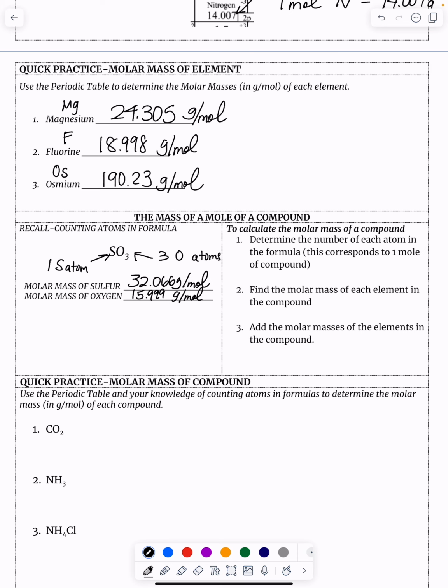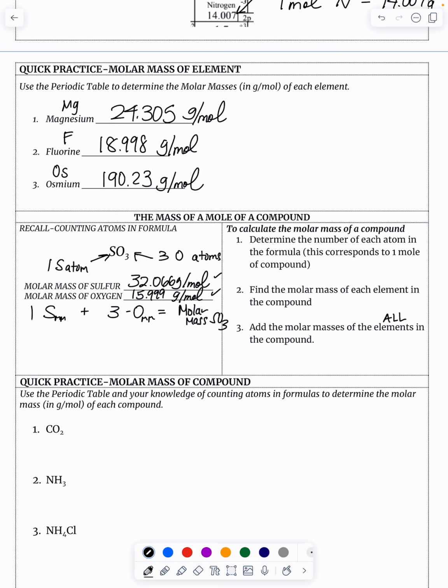Now, how am I going to get its molar mass? Well, the way that I'm going to calculate molar masses is I'm going to look at how many of each atom there is in a formula and pretend like I have a mole of it. So look at our steps here. Determine the number of each atom. I've got 1 S and 3 O. Find the molar mass of each element. Got it. Add the molar masses of the elements in the compound. I'm going to add in all the elements. So I'm going to need 1 S plus 3 O is going to be equal to the molar mass of SO3. I was going to say S molar mass, O molar mass.